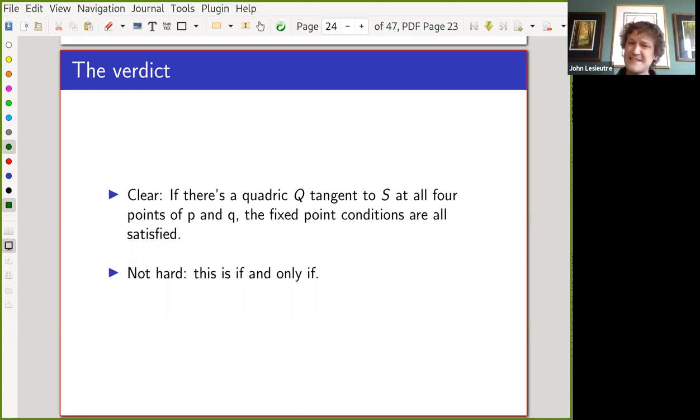In fact, not only is this a sufficient condition, it's also necessary. It's not a lot of work to write down the formula: the only way that this could happen is if there exists a quadric that's tangent to the cubic at all 4 points. Basically, if in each of the 4 planes there exists this plane conic tangent to the cubic, then those 4 things are just the intersection of a quadric surface with the 4 planes.